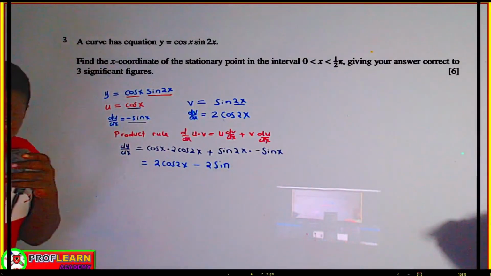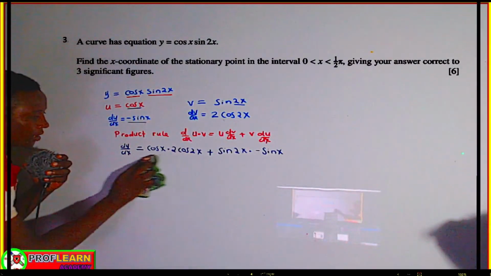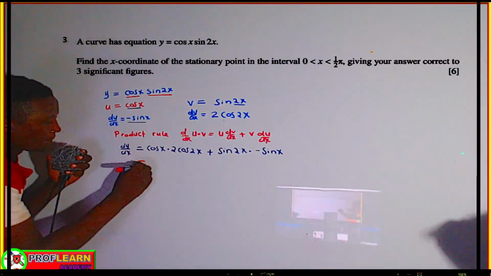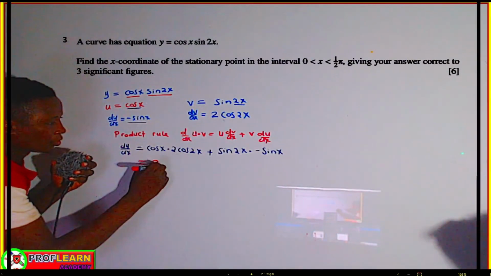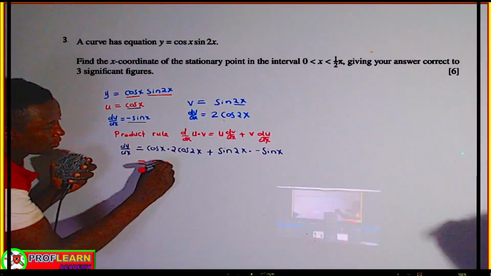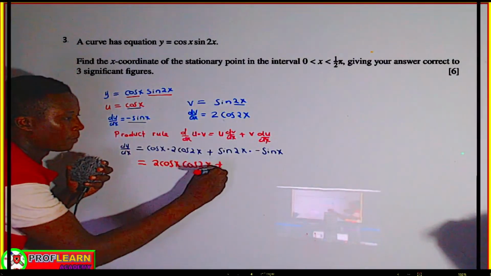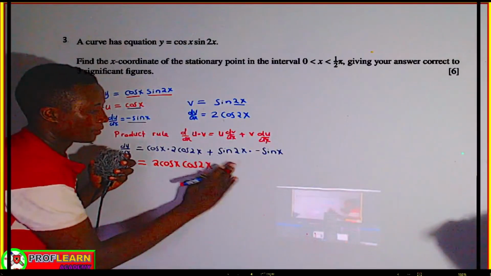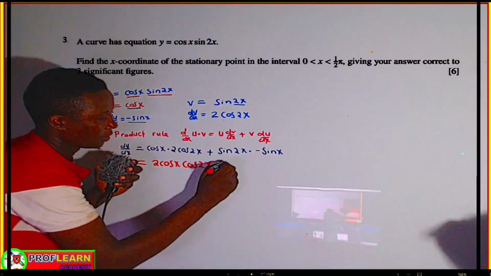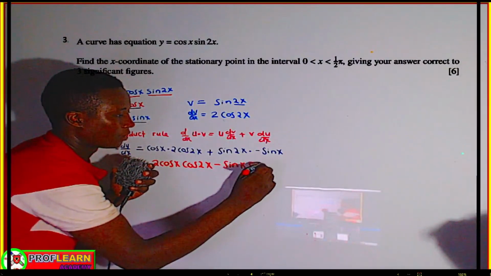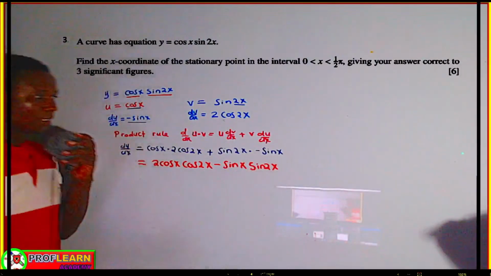Okay, no, I think I'm just jumping the gun at this point. So this is going to be 2 cos x cos 2x, and then minus, we are going to subtract sine x sine 2x.